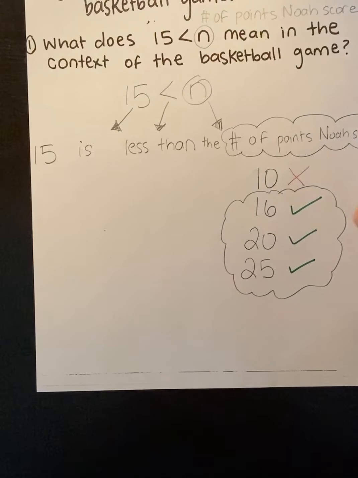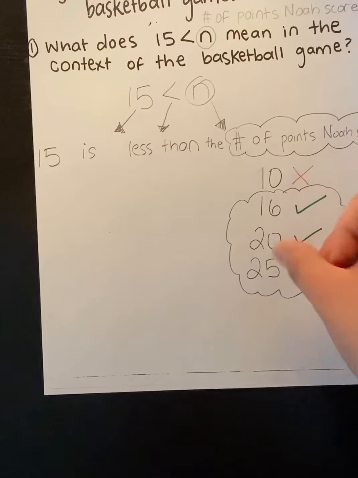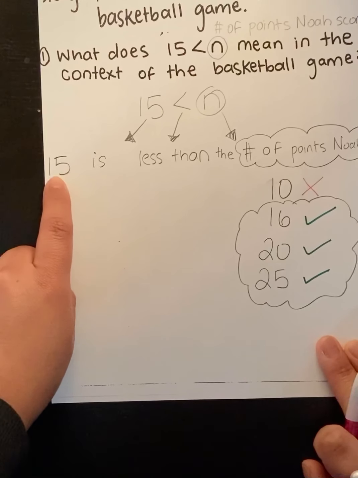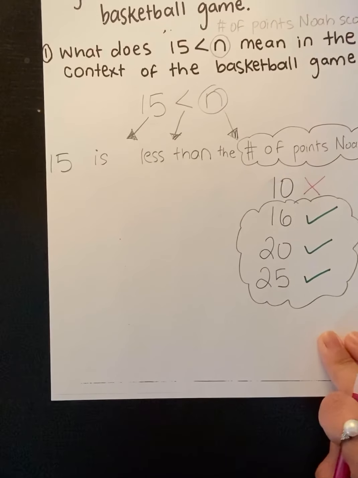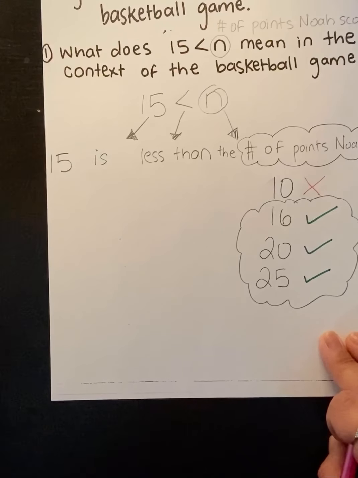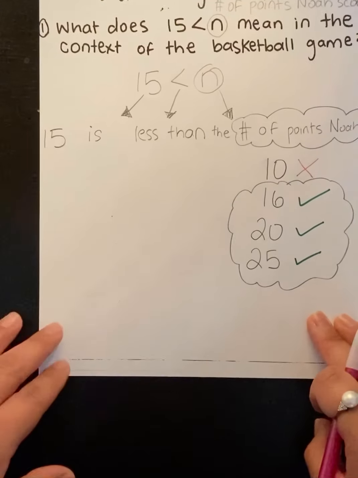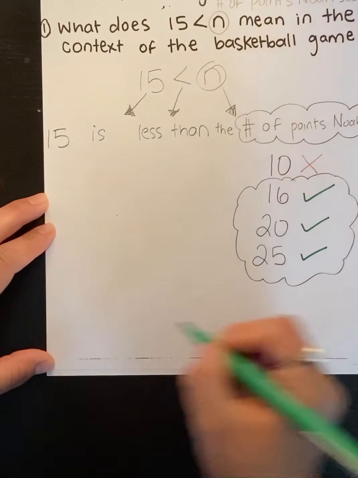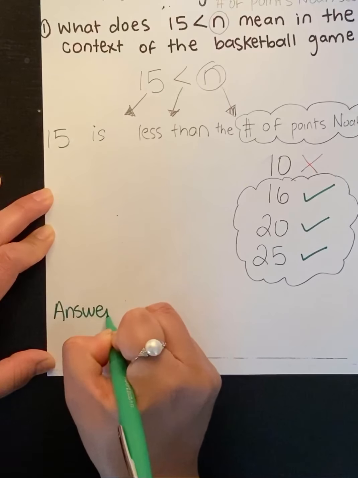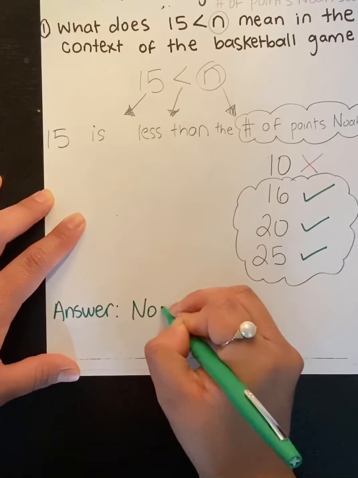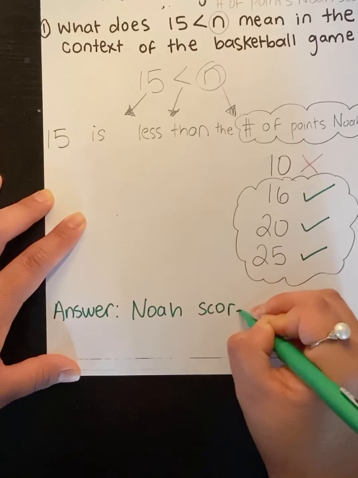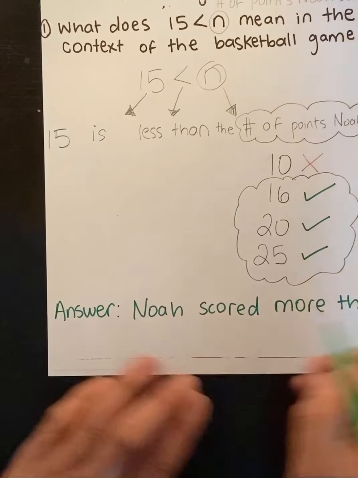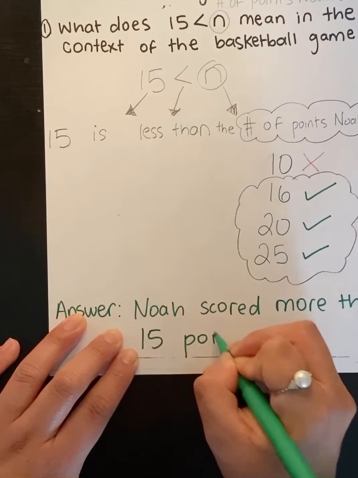So if Noah could have scored 16, 20, or 25, what does that say about Noah in relation to 15? Oh, this means that Noah scored more than 15 points. And that is your final answer. So I am going to write that in green. My answer is Noah scored more than 15 points.